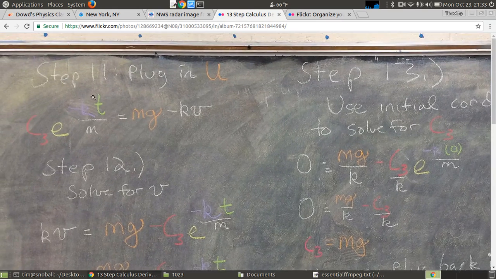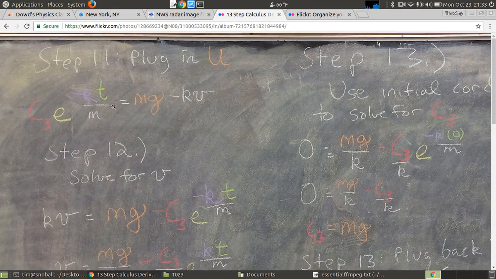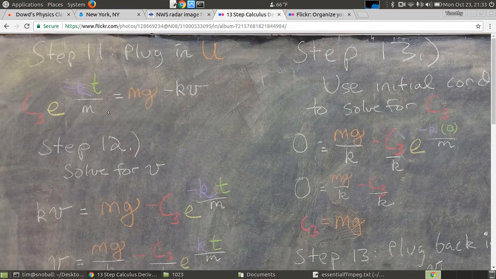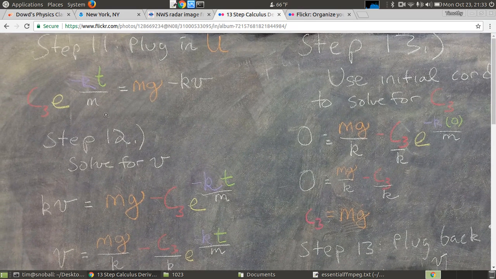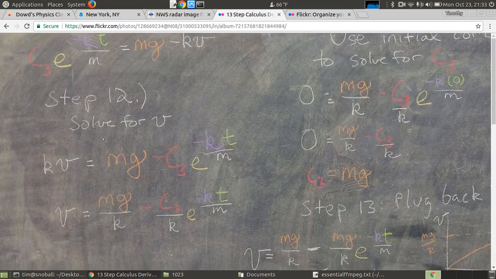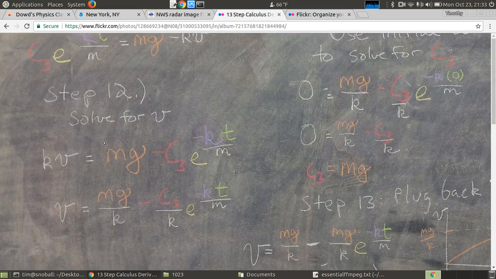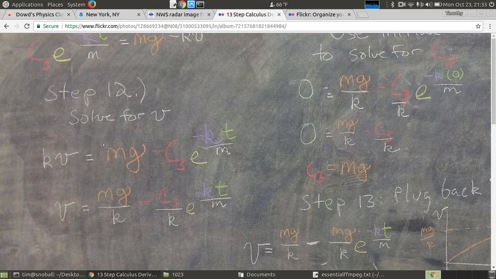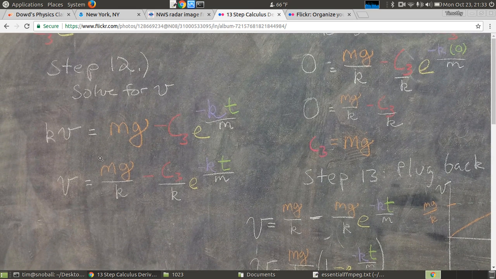All right, almost done. So I've subbed u in. It was mg minus kv. And I solved for v. I added kv to both sides. I subtracted my exponential term over. And I ended up with v equals mg over k minus c3 over k e to the minus kt over m. And that's almost perfect.